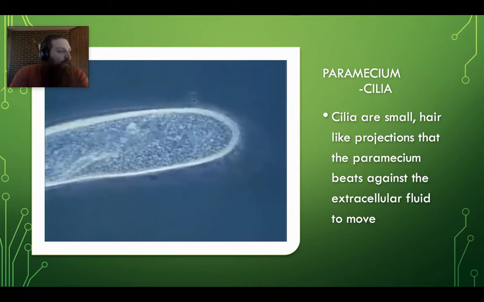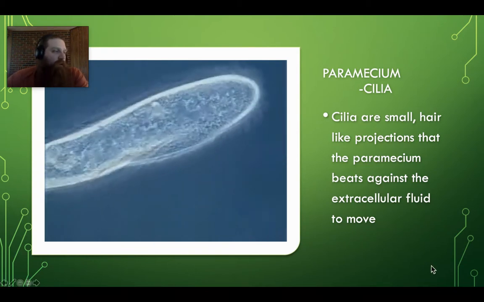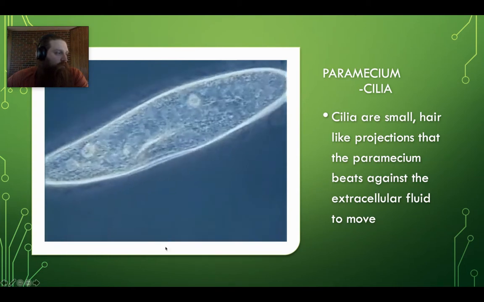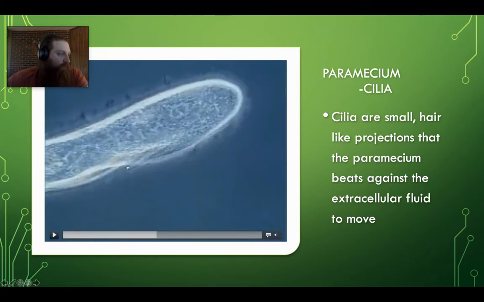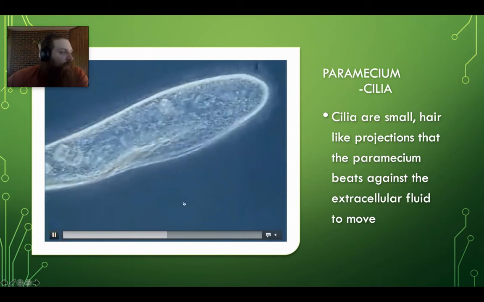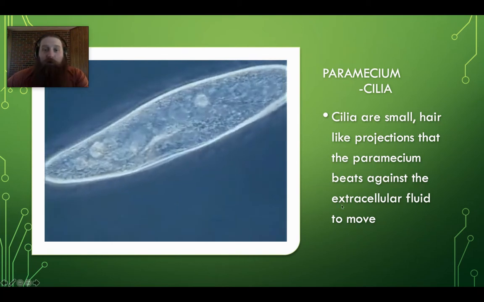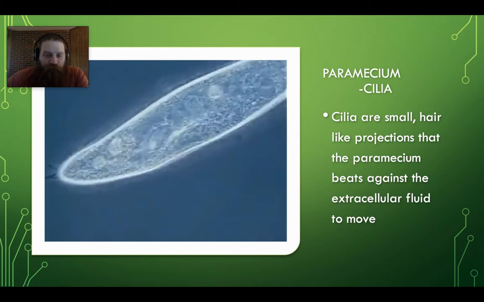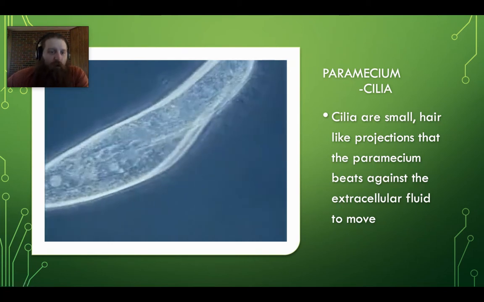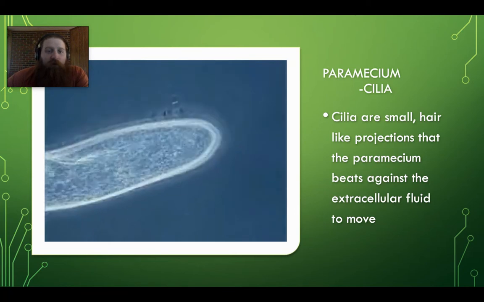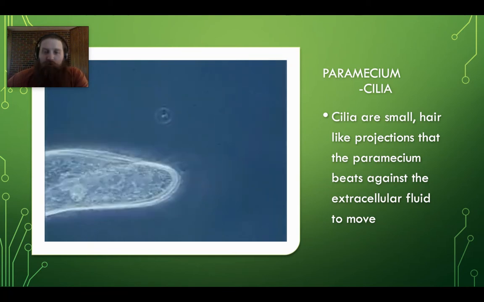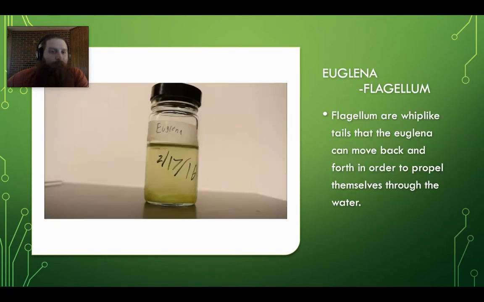A couple other things about the paramecium. You can see right here, let me go back and pause it. If you look right there at the bottom, that's called the oral groove. It's kind of like the mouth of this cell. So that's the paramecium, and those are the cilia. You can see that this is definitely a eukaryote. It has organelles visible in the cell.